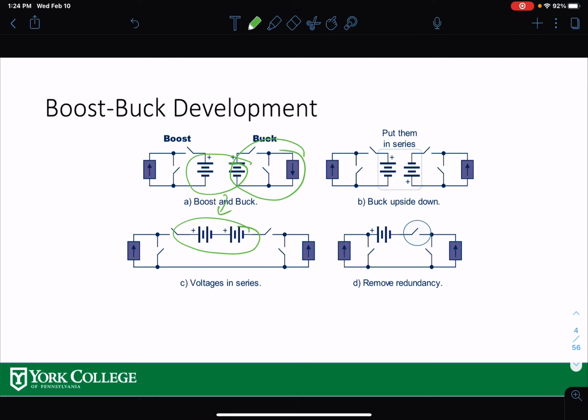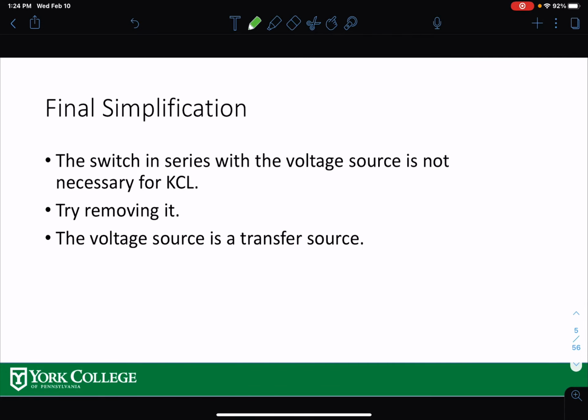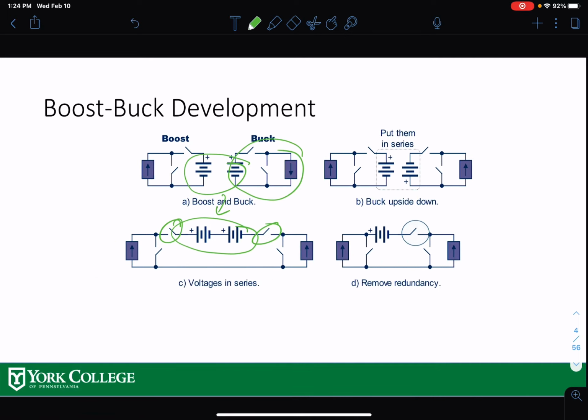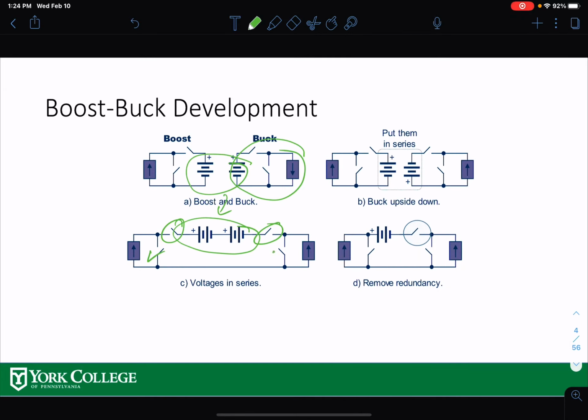Then you have some switches you might not need, like this one here and this one here, redundant switches. So you can get rid of them. So we have only this connection with this switch over here and this over here, and in between you have a voltage transfer over there.